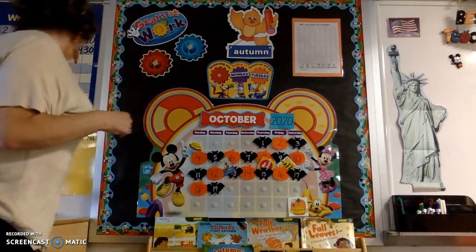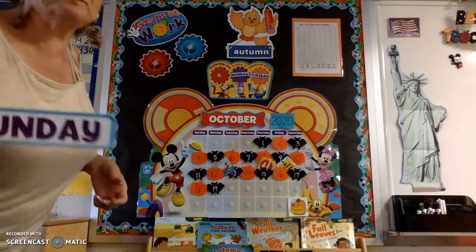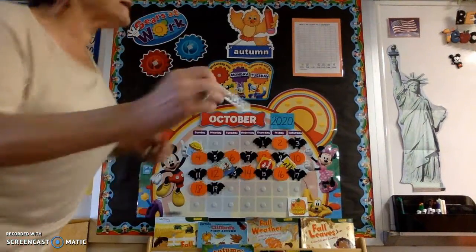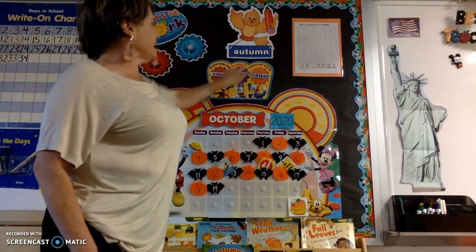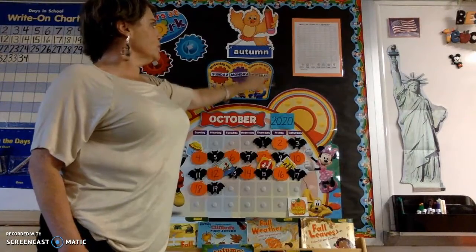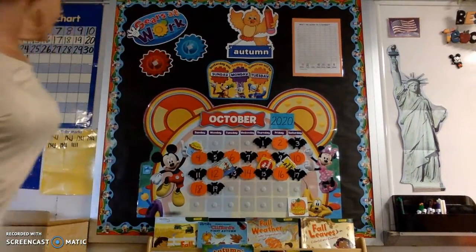What comes before Monday? What was yesterday? Sunday, Monday. Sunday, right? Sunday. Okay, so yesterday was Sunday, today is Monday, and tomorrow will be Tuesday.